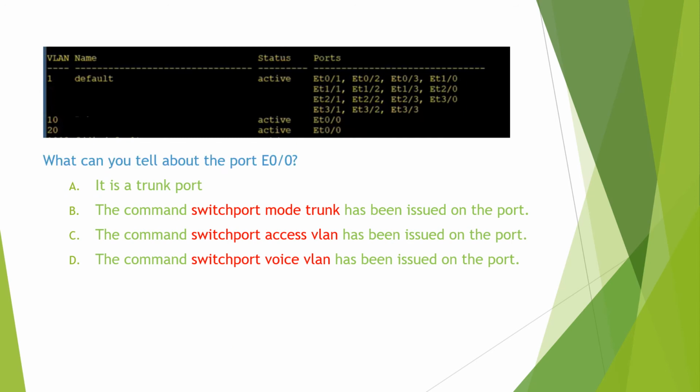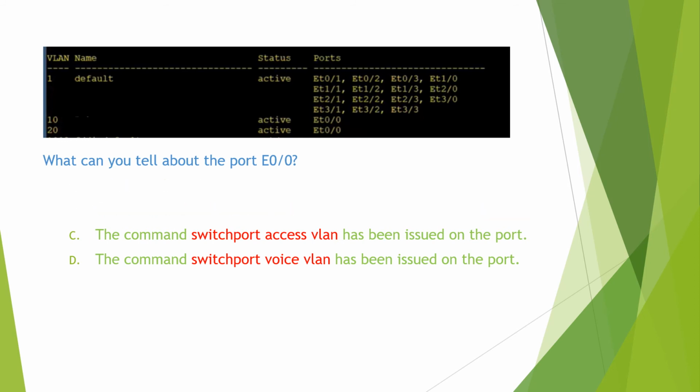What can you tell about the port E00? As you can see, the screenshot is a portion of the show vlan command, and from the screenshot we see that the port E00 belongs to both VLAN 10 and VLAN 20, which means the switchport access vlan and switchport voice vlan commands have been issued on the port. So the answers for this question are C and D. You can find the detailed explanation for this question in the video, voice VLAN.